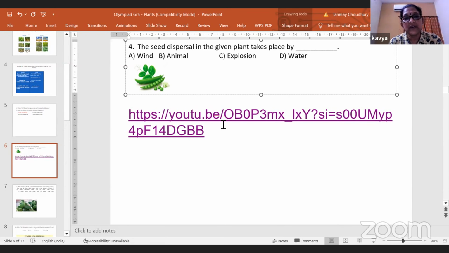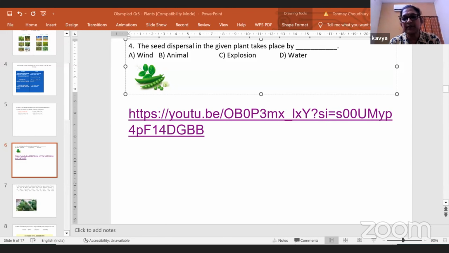Now I'll just see if I can show you this video. I'll just try. Can you all see? This shows seed dispersal by explosion.